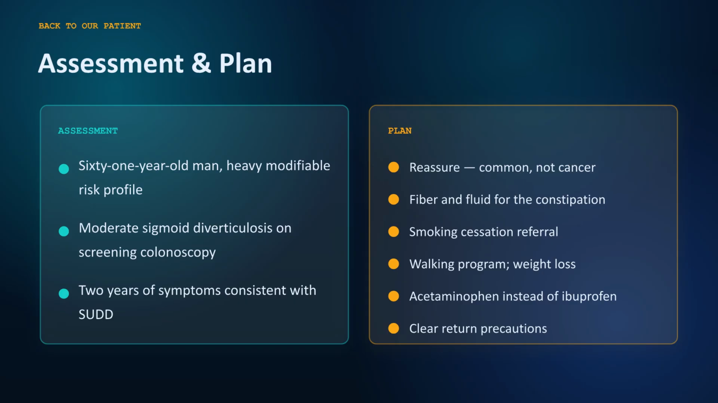Plan. First, reassure him that this is common and it is not cancer. Second, treat the constipation with fiber and fluid. Third, refer him for smoking cessation. Fourth, start him on a walking program and address the weight. Fifth, substitute acetaminophen for ibuprofen where he can. Say that acetaminophen. And finally, give him clear return precautions.